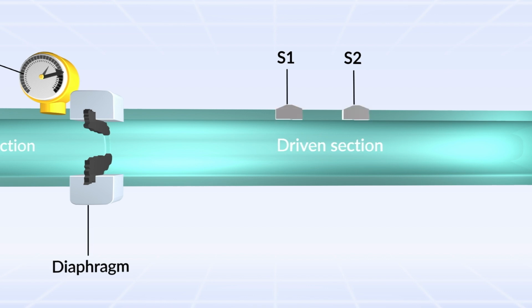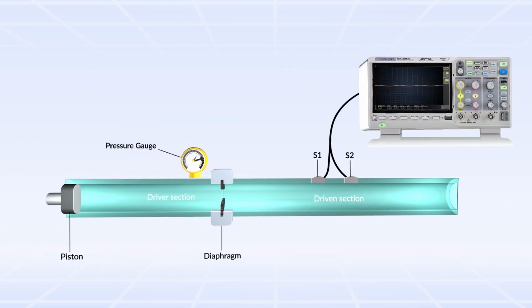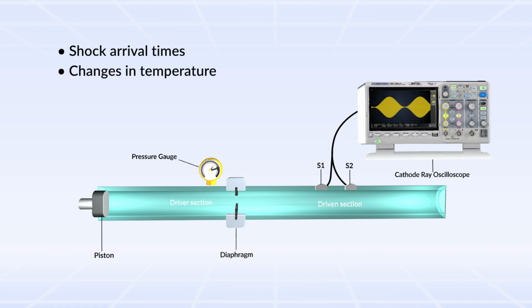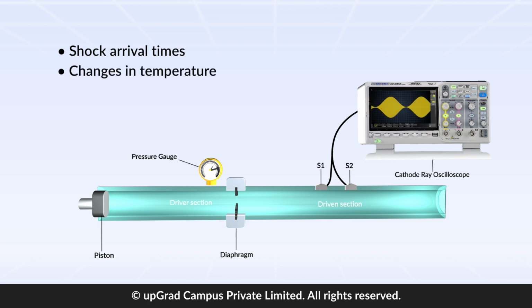Now, as you know, sensors convert one form of energy into another. These sensors too capture the changes in pressure and display them on a cathode ray oscilloscope. The recordings obtained on the CRO can help deduce important parameters like shock arrival times, changes in temperature caused as a result of changes in pressure, and Mach number.